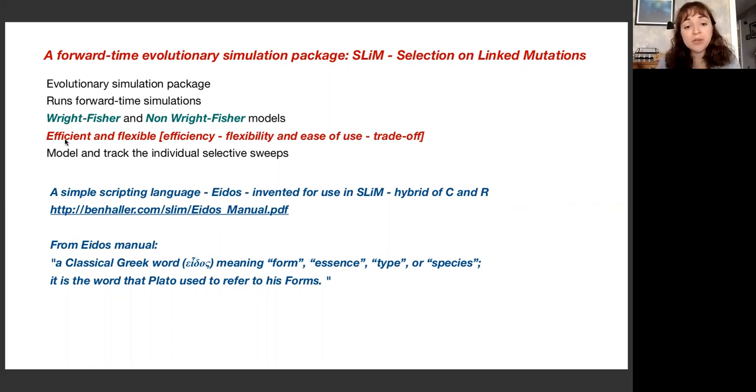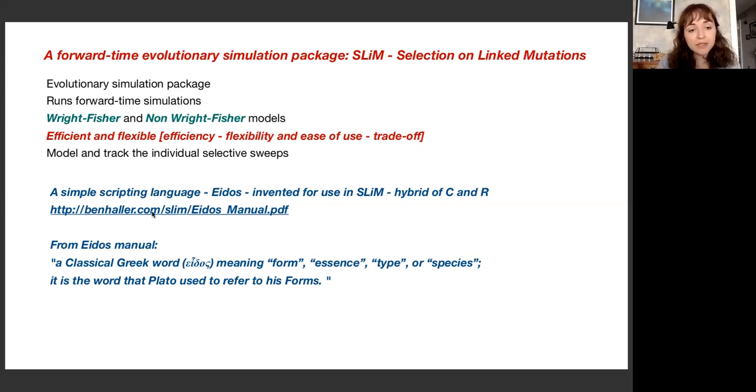The language is called Eidos, which was invented for use in SLiM. Maybe Greek friends can know better, but the manual says that eidos means a form, essence, type, or species in Greek. Plato also used this word in his forms. This language is basic and very simple. It is a kind of hybrid of C and R. So if you have some knowledge of the R programming language, it won't be very hard to follow.